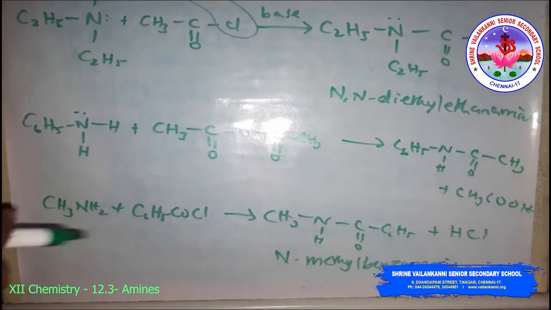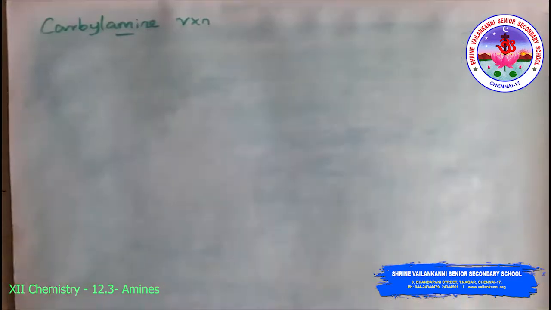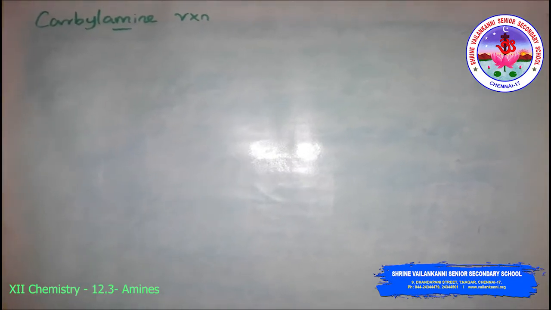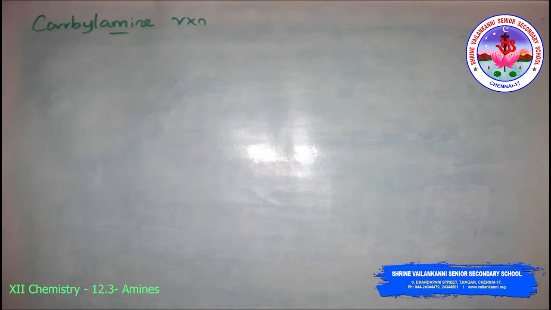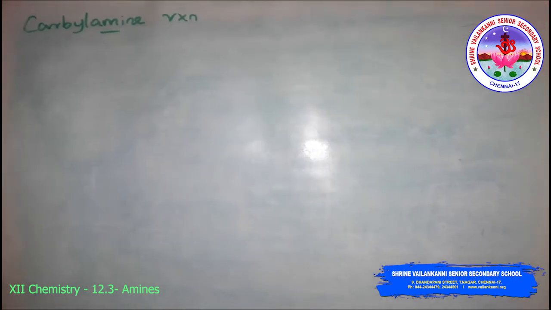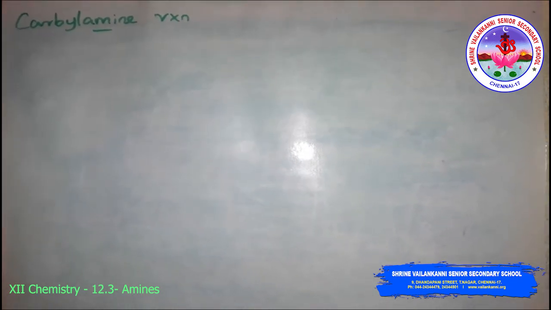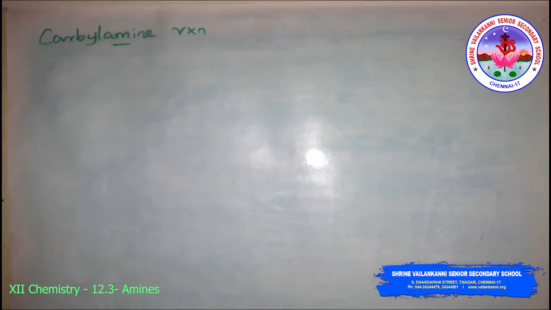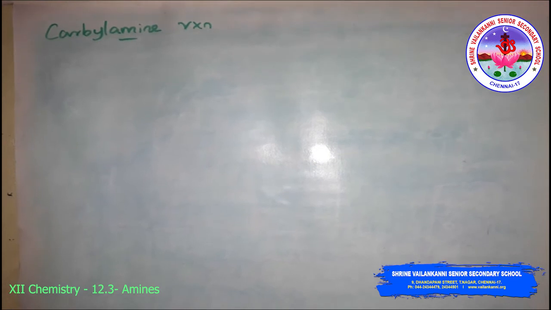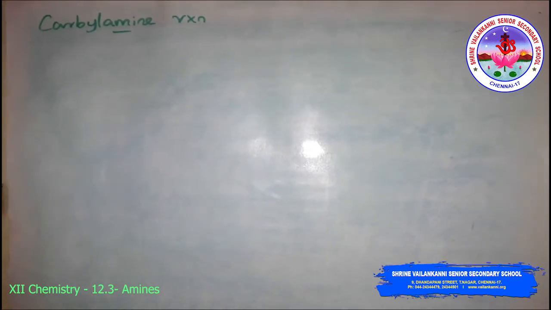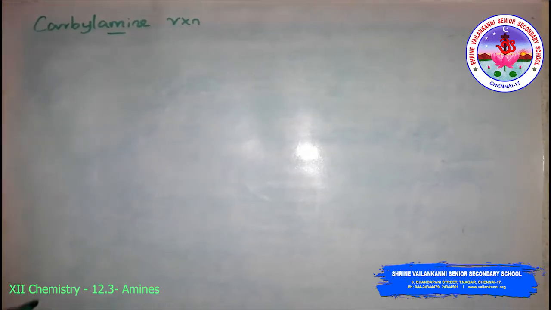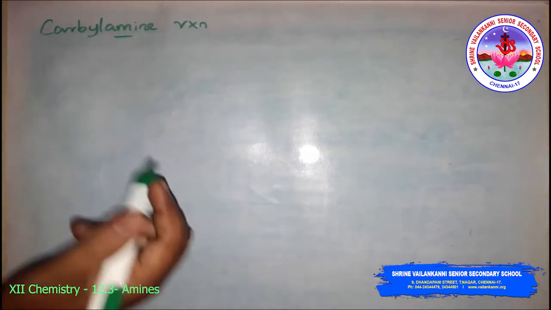Then the carbylamine reaction. In the carbylamine reaction, aliphatic and aromatic primary amines on heating with chloroform and ethanolic or alcoholic potassium hydroxide form isocyanides or carbylamines, which are foul smelling substances. Secondary and tertiary amines do not usually show this reaction. This is called the carbylamine reaction or isocyanide test and is used as a test for primary amines.